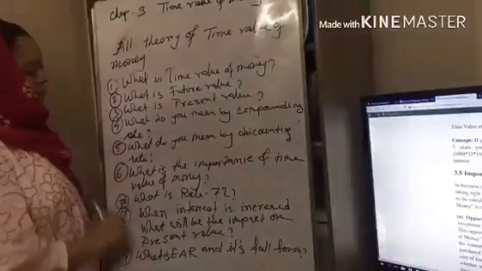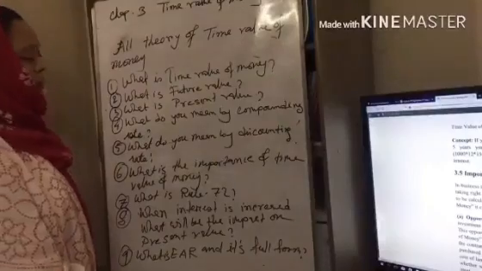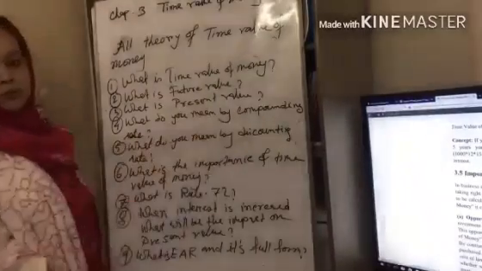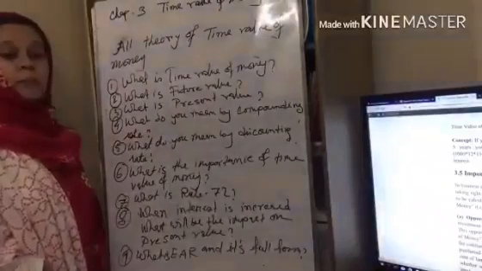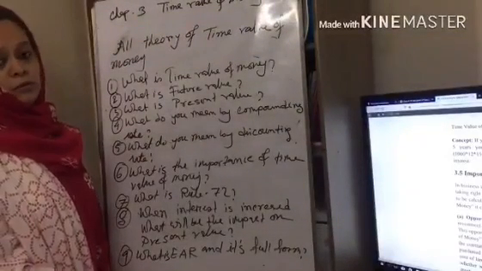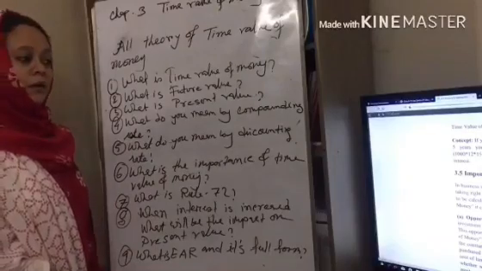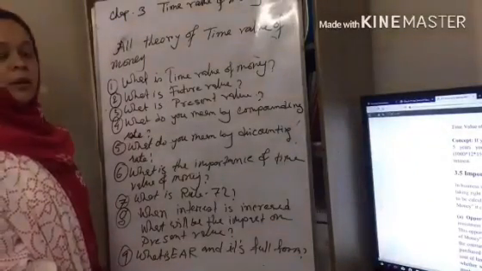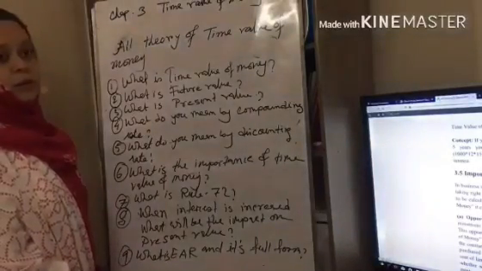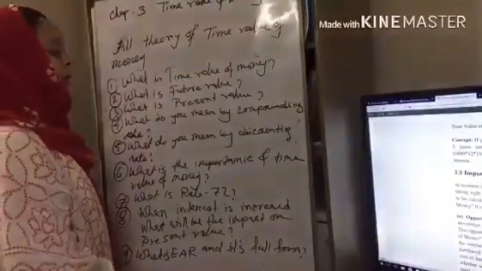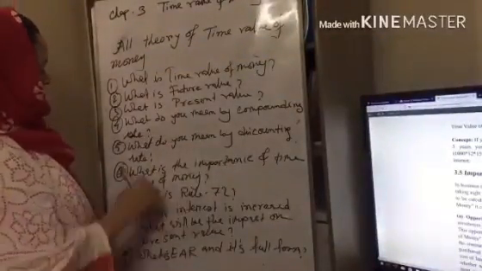Now 5, what do you mean by discounting rate? The opposite of compounding rate is discounting rate. The rate used to find the present value on the basis of the future value is called the discounting rate. Like 12%, and the future value is 1000, it will be divided by the rate.